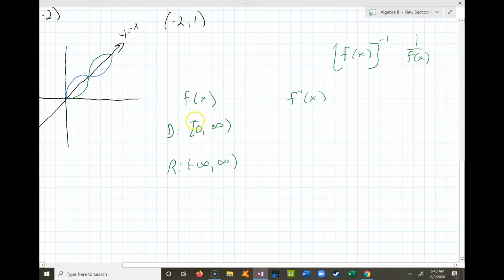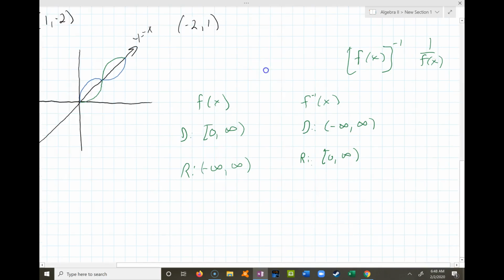So if this is the domain and range of the original function, the domain and range of the inverse, you could just switch them. Oops, I didn't mean to switch the positions. I meant, the domain of the inverse function would be from negative infinity to infinity, and the range of the inverse function would be from 0 to infinity. This should make sense, because if we're just switching the x and y coordinates, all the items in the domain would go to the range, and all the items in the range would go to the domain.